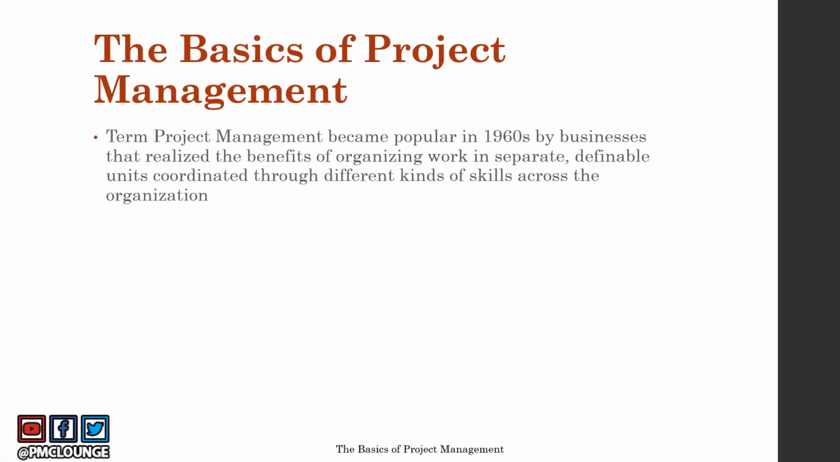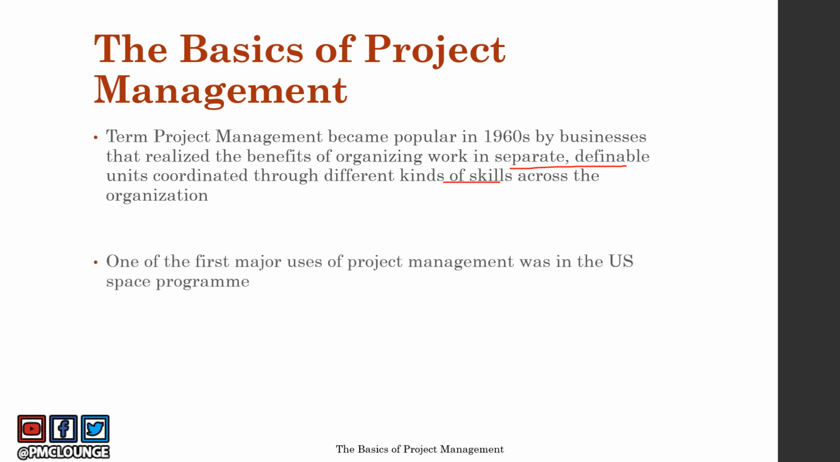So something happened in the 1960s. This is when organizations realized that there is some benefit in organizing the work in a way that it turns into separate definable units. These units can then be worked upon through coordination of employees with different skill sets across the organization, of course. The first major use of project management was in the United States space program. So this is how project management actually came into being.